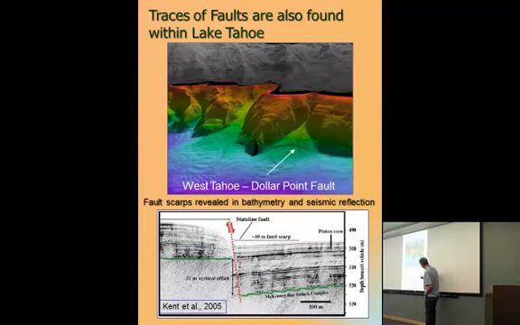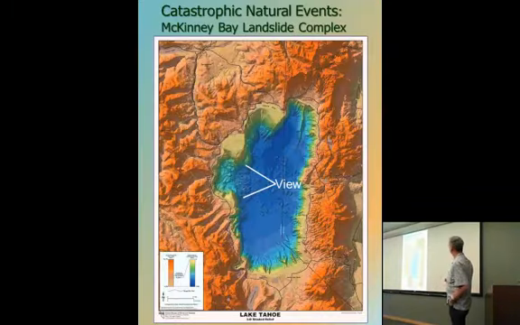Now, this piston core was only able to go a certain distance down in here to actually try and figure out how old these things are. But it was enough. So, catastrophic natural events. I talked about this McKinney Bay landslide complex. Hopefully you can see this. You see this big gouge out of the west shore. And then you see all these little things that look like shadows and actually look like a little bit of relief. These are actually pieces that came off of the west shore. So big chunks of the mountainside and the shelf along there.